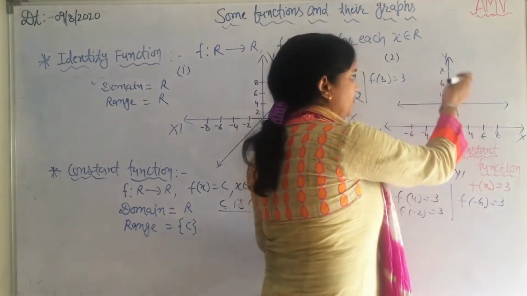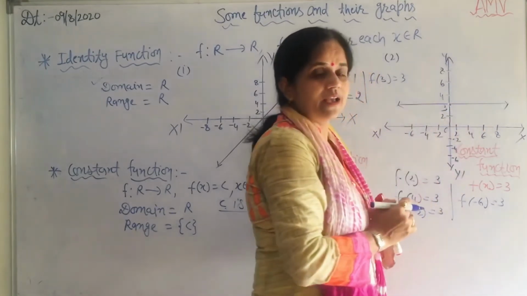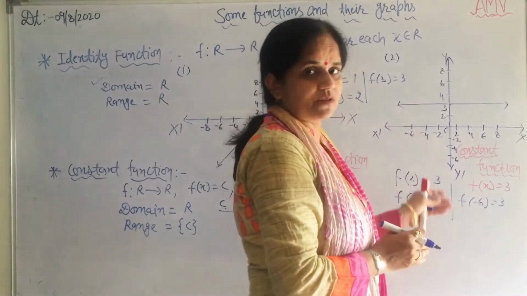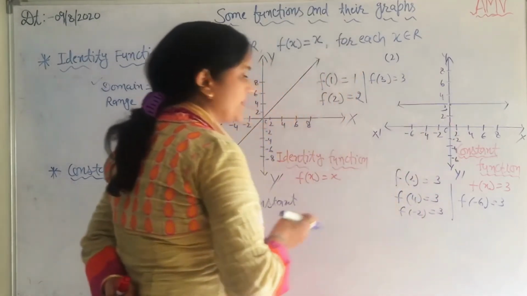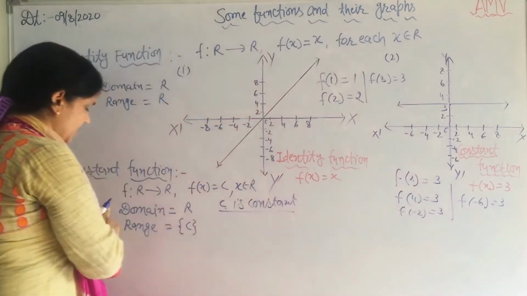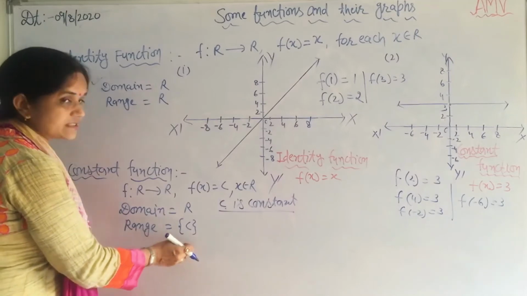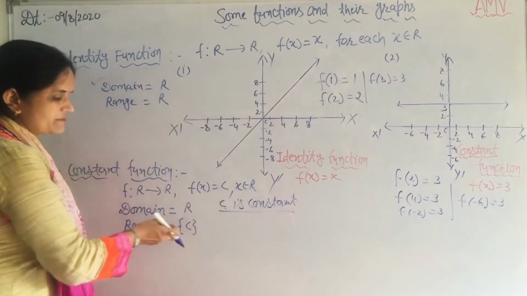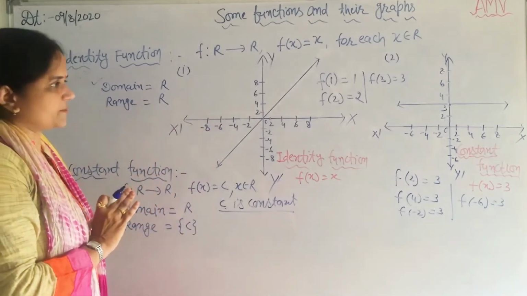Okay, and the graph of this constant function is a straight line parallel to the x-axis. f(x) represents the values on the y-axis. Okay, so constant function, and domain and range. The domain of this constant function is R, and the range is {c}, c for constant. Okay, here c may be any number according to the given function.